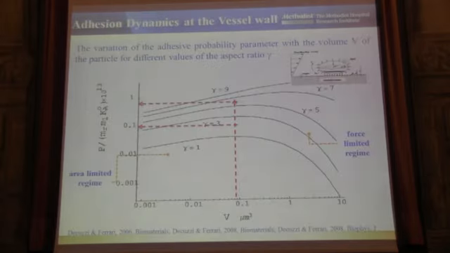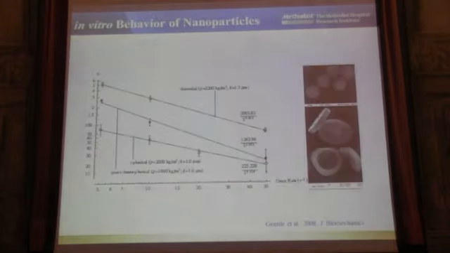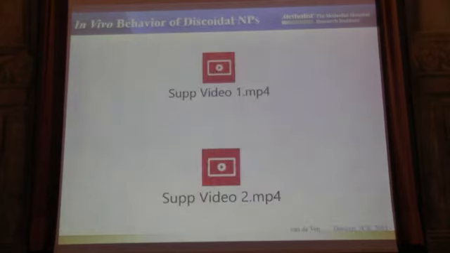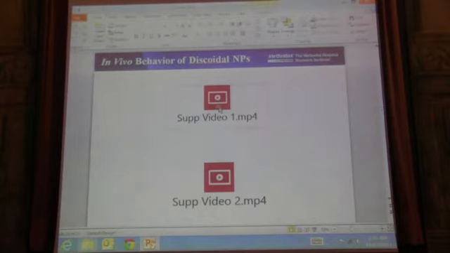And if we go back to the theory, you see that each of these parametric curves has a maximum. There is an optimal size. And this is confirmed also in these experiments. And then, of course, we've shown also that discoidal are better than long cylinders. The comparison has been done with the same particle size. And then we move in vivo. Let me do here a trick.